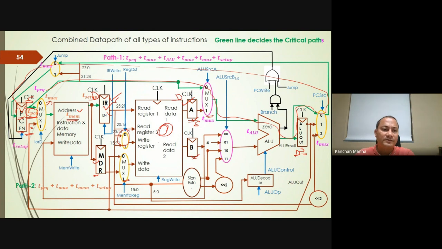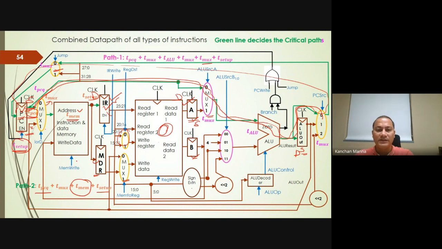One path is this PC plus 4 calculation, and that we have written here. So clock to Q, and then it is coming to these muxes, and then coming to the ALU, and then it is going to these muxes, and then to another mux. Then we have to write that value into the PC, and the data has to arrive prior to the clock. Because of that, we're adding T setup. The other path is this one: T clock to Q, and then mux, and then memory, and the T setup. And we have assumed that memory is slower than the register file.